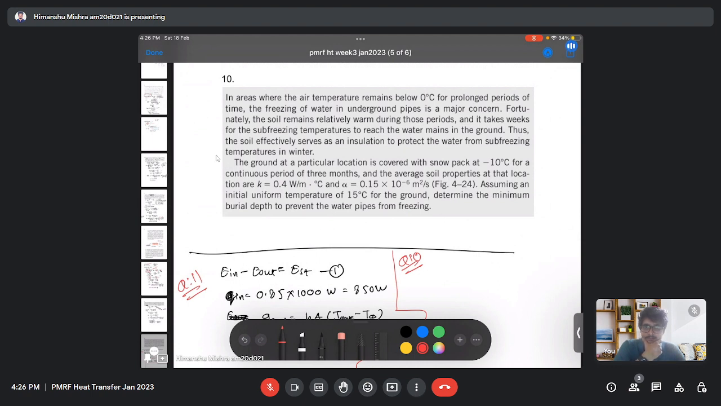So the ground at a particular location is covered with a snowpack, where the ambient temperature is minus 10 degrees Celsius for a continuous period of 3 months. The average soil properties at that location are given: the thermal conductivity of the soil is 0.4 and the diffusivity is 0.15 × 10 to the power minus 6 meters squared per second. Assuming an initial uniform temperature of 15 degrees Celsius for the ground, determine the minimum burial depth to prevent the water pipe from freezing.